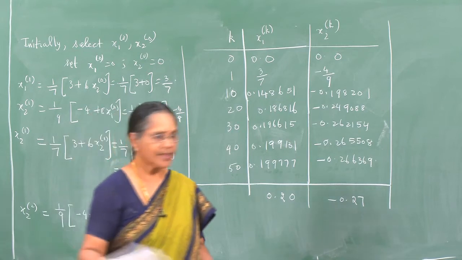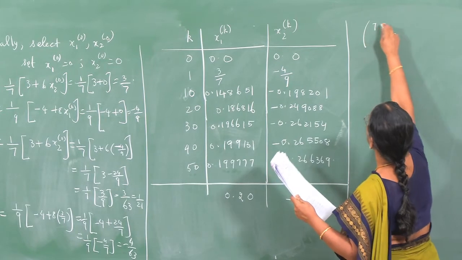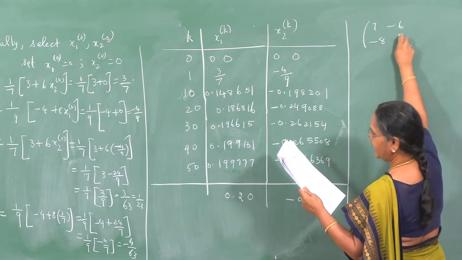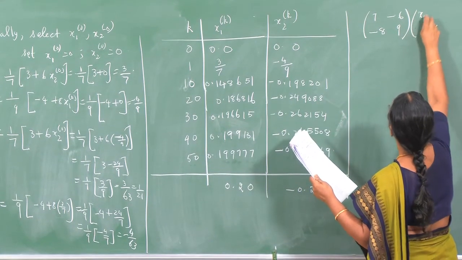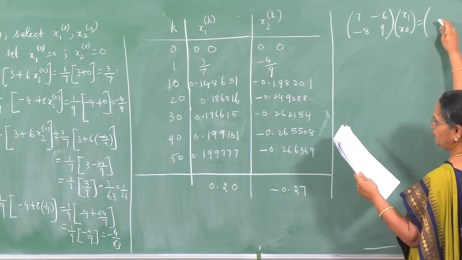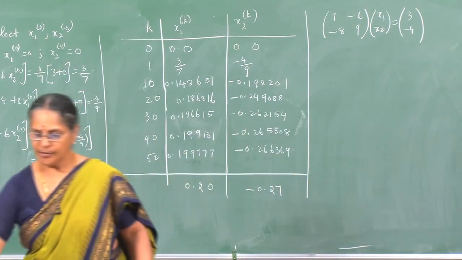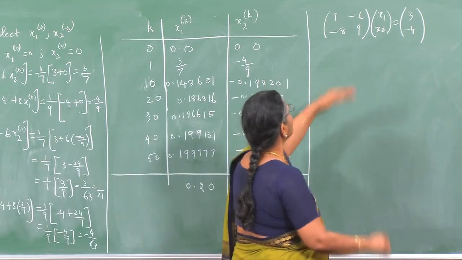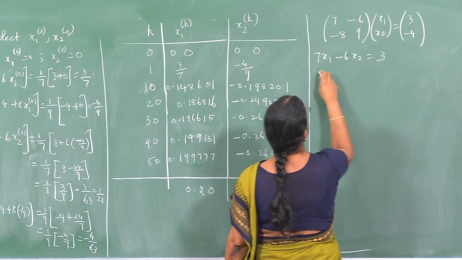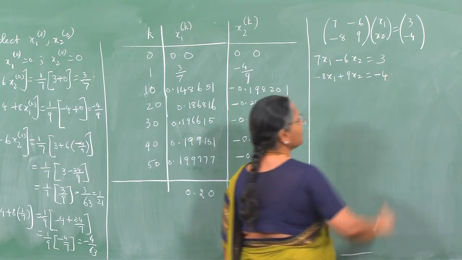Let us look at the equations which are given to us, namely 7, minus 6, minus 8, 9 is the coefficient matrix. The unknown vector is having two components x1, x2. The right hand side vector is 3, minus 4. So, as before, when we write down the system of equations, it is 7 x1 minus 6 x2 is 3 and minus 8 x1 plus 9 x2 is minus 4.